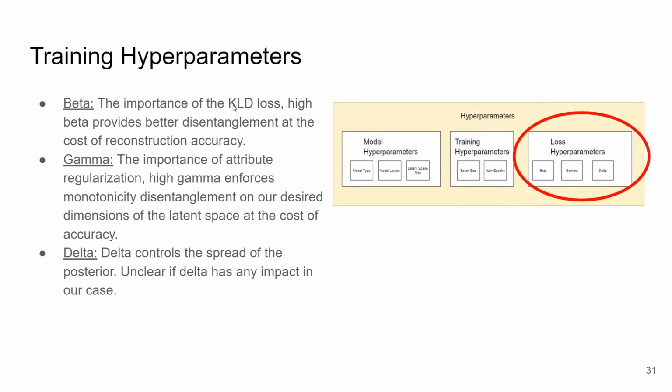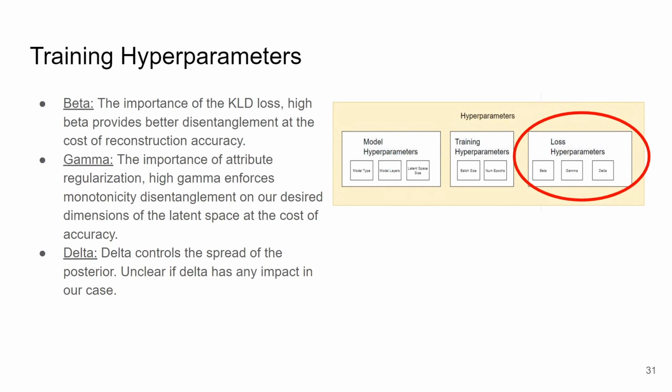So finally, the loss hyperparameters. The beta, again, is the importance of the KLD loss term. High beta means good disentanglement, but at the cost of reconstruction accuracy. Gamma is the importance of the attribute regularization. High gamma basically enforces the monotonicity disentanglement of the desired dimensions, and this is, again, at the cost of accuracy. You're probably noticing a pattern here. We can do stuff, but the trade-off is almost always accuracy.